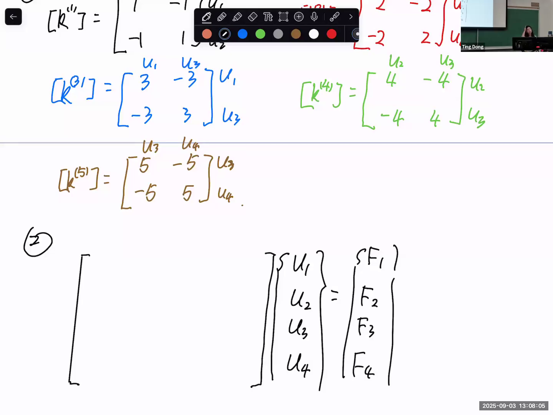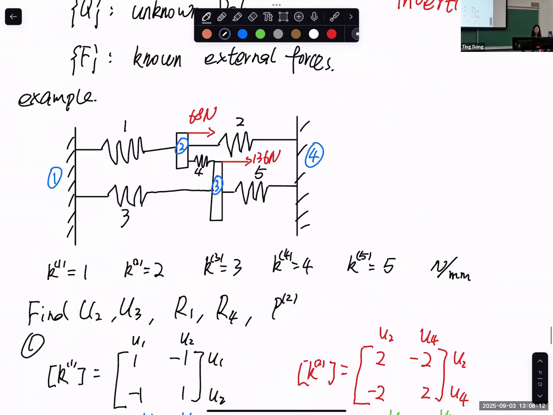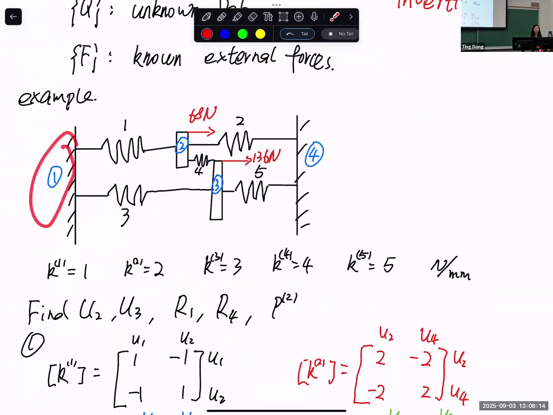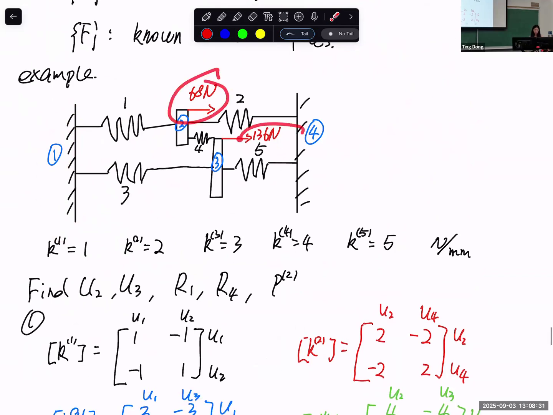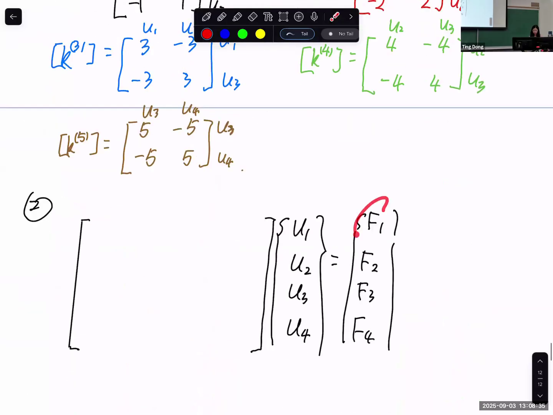And of course, this force vector on the right-hand side of the assembly is the external applied force. And F1 is basically the reaction force applied by this wall. Well, reaction force, in some sense, is also considered an external applied force because it's a force applied by the wall to our spring system. So reaction force is one type of external applied force. It's just unknown. And F2, F3, they are given. F4 is the same, a reaction force. That's the force vector on the right-hand side.